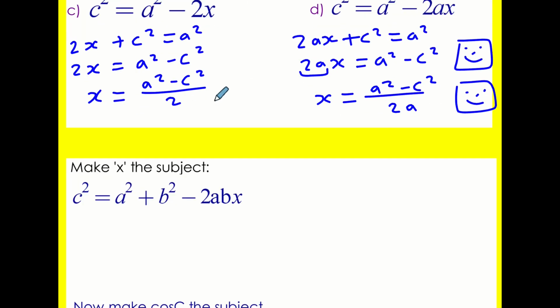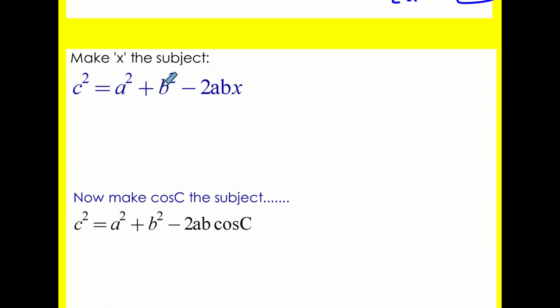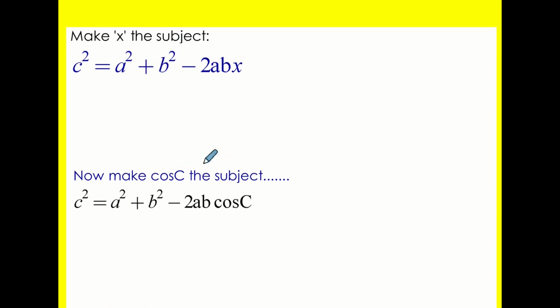Here we go then. We're stepping it up now. Can you make x the subject of this first one? And then we're going for the full thing. Can we make cos c the subject? Because if we can make cos c the subject, then when we put numbers in, we can find out what cos c is, and hence we can find out what c is. We can find the angle. But first thing is this one.